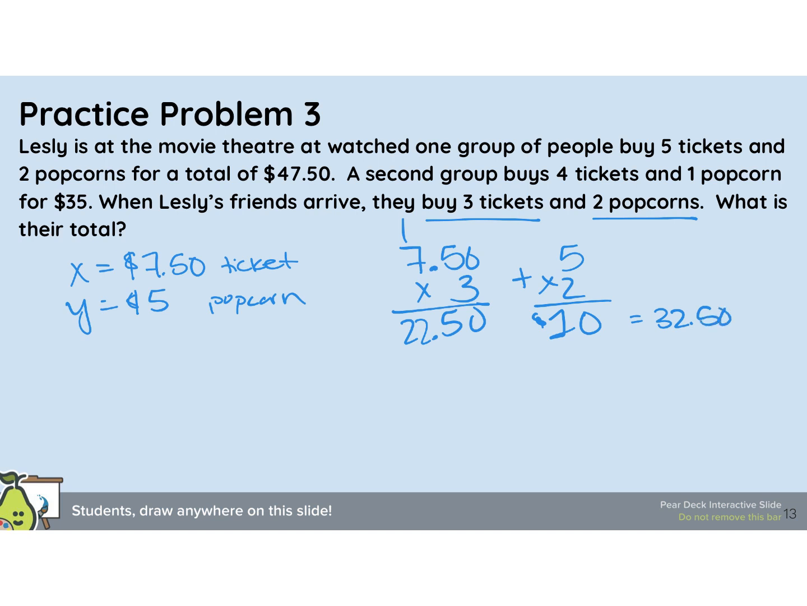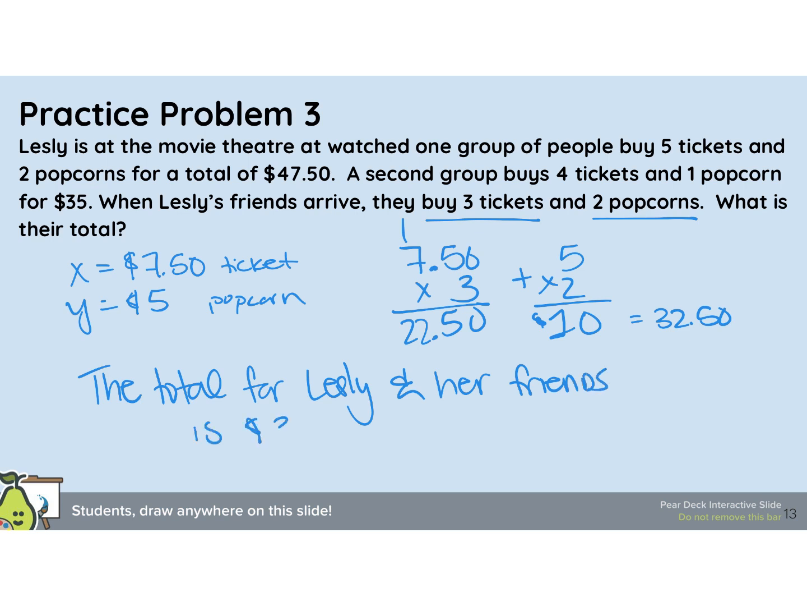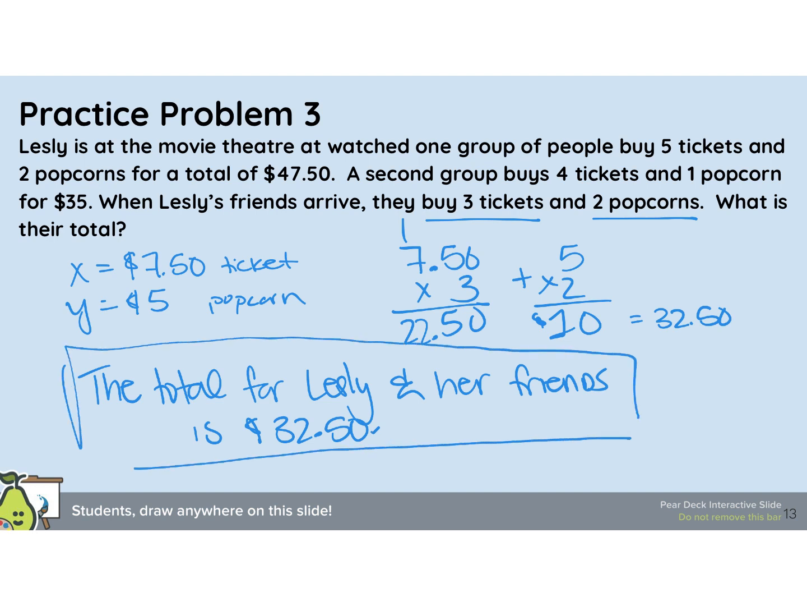What is their total? The total for Leslie and her friends is $32.50. That is the answer to the question. One more practice problem before your exit ticket.